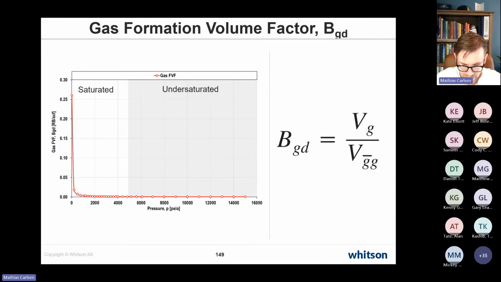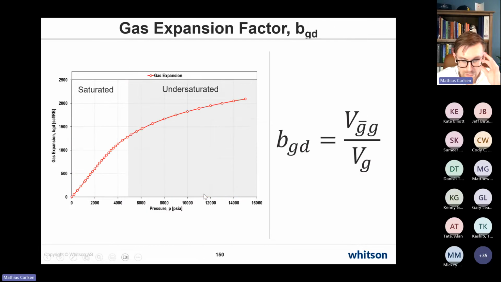When you took Curtis's class back in university, I remember that for this plot, you were a B student or worse if you plotted the gas formation volume factor like this. And the A students, they would plot the inverse because it's much easier to read. So let's say I want to read something here, and that inverse is what you call the gas expansion factor. Much easier to read at values that are relevant over here.